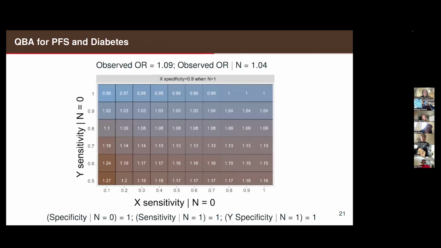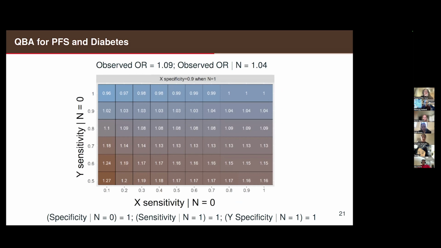But those are very stylized hypothetical results because in practice, we're never going to have all of the operating characteristics that we need to plug into our calculation of the weights. So what we need to do is a quantitative bias analysis, and this is an example of part of what that looked like for the study of the relationship between diabetes and progression-free survival.